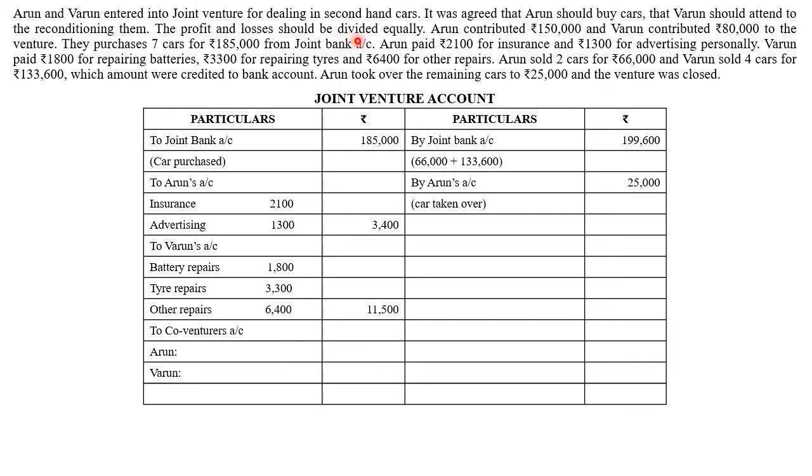Here the profit and losses are equally distributed. So it is divided equally, which means you have to divide it equally. Otherwise they will give the ratios. In the absence of the ratios, you take it as equal.